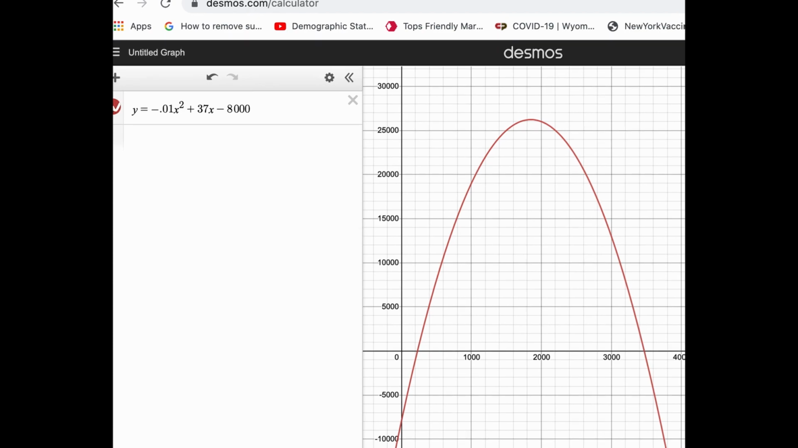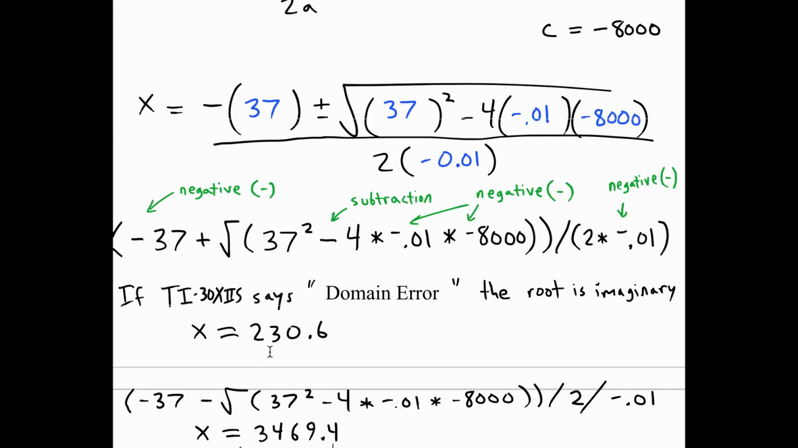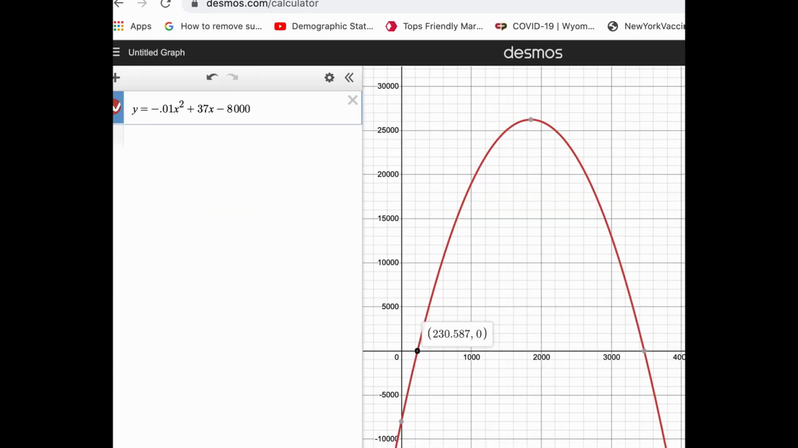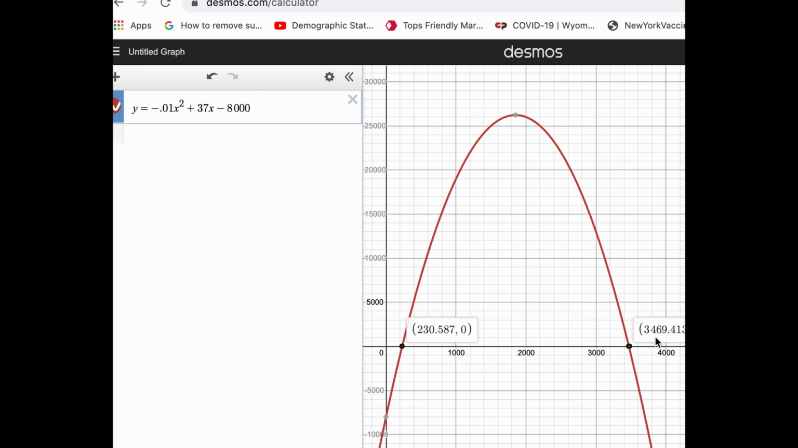So we want to just click on where it intercepts the x-axis. And that's going to be one of our roots. It matches what we had found by the calculator, 230.6. There's another root over here, 3,469.4. Looks like we did our work correctly.